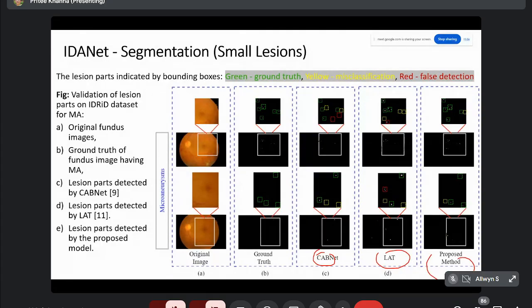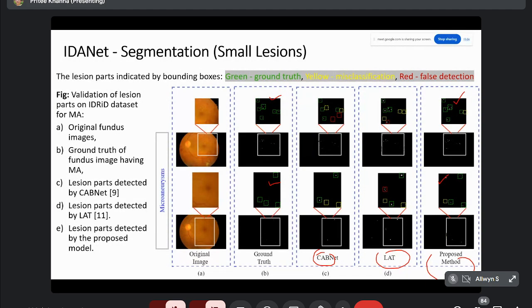the ground truth, CabiNet, LAT, and proposed, you can see IdeaNet can identify most of the small sized lesions, microaneurysm lesions, which is not the case with the state-of-the-art methods, right? So sometimes misclassification is also there. While CabiNet and LAT fail to capture small size lesion parts, IdeaNet is able to capture those. But IdeaNet also has some limitations.